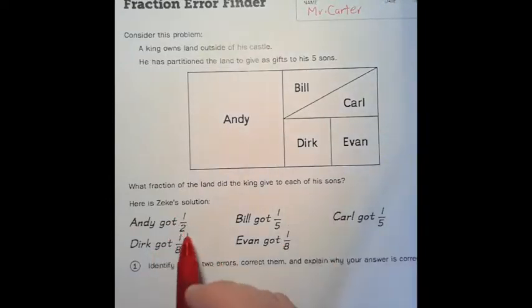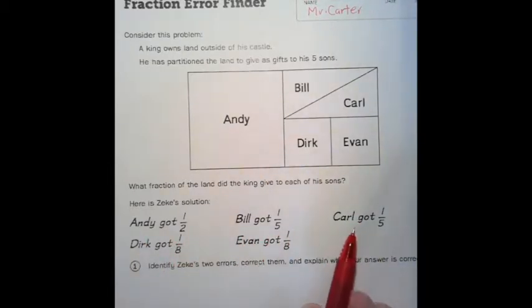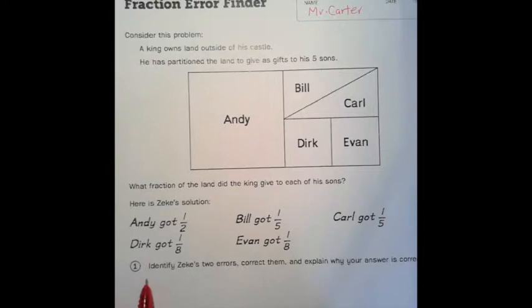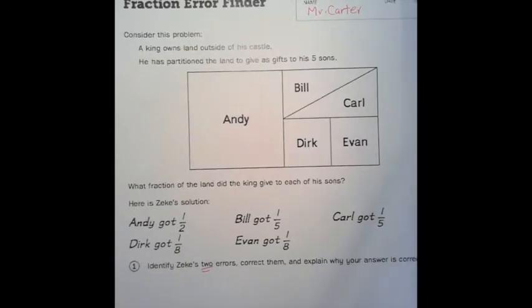So here's Zeke's solution. Zeke is saying that Andy got a half, Bill got a fifth, Carl got a fifth, Dirk got an eighth, and Evan got an eighth. So question 1 is asking, identify Zeke's 2 errors. Zeke made 2 errors. We need to correct them and explain why our answer is correct. Well, in order to find the errors, we're going to have to try to solve the problem ourselves.